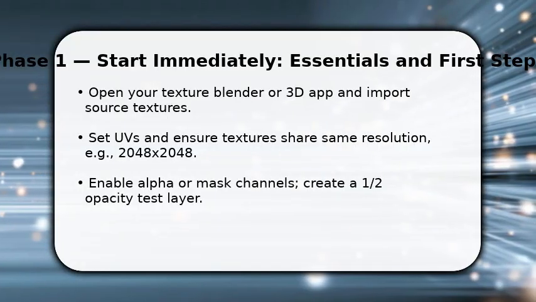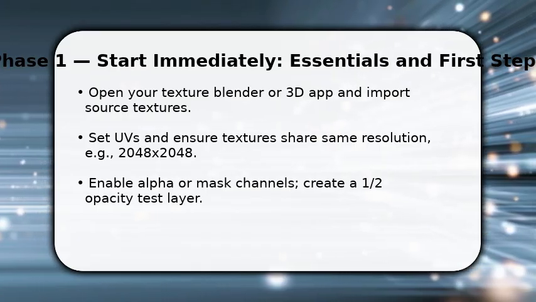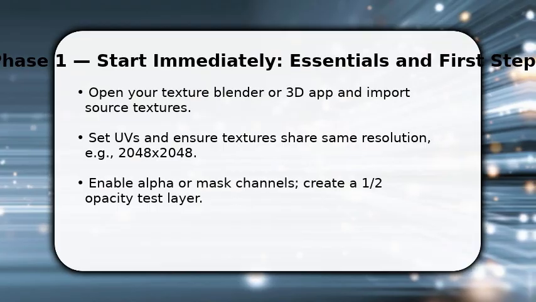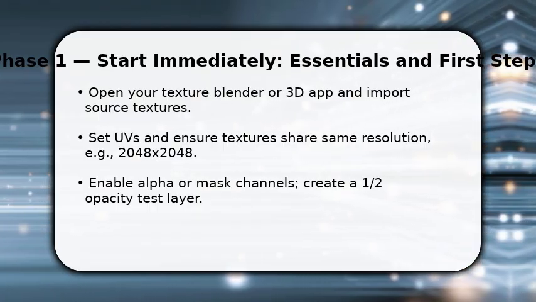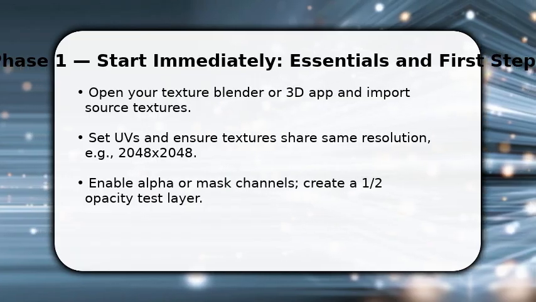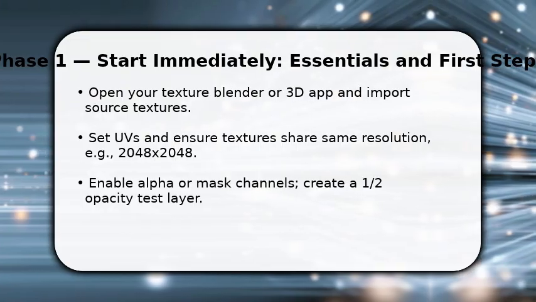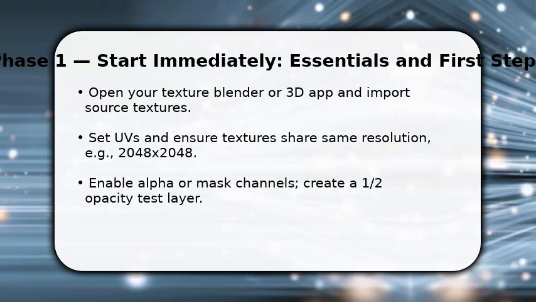You start by loading the textures and confirming alignment. This prevents distortions later. Once done, inspect UVs so each texture maps to the same UV space and make sure resolutions match, for example, 2048 x 2048. Then enable alpha or mask channels. You will need them to isolate the area to rotate.